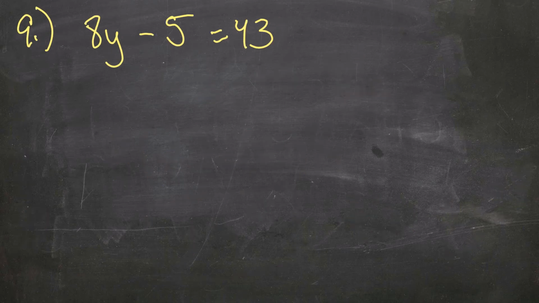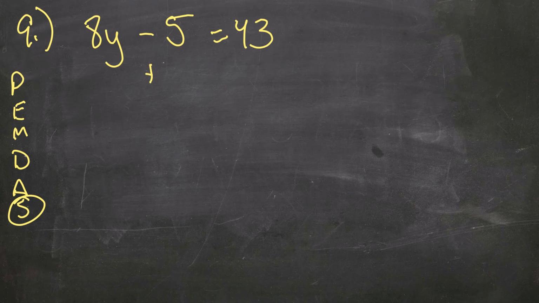Alright, number 9 is 8y minus 5 equals 43. Same exact concept. I see subtraction, so I add 5 to both sides. That is my addition property of equality.